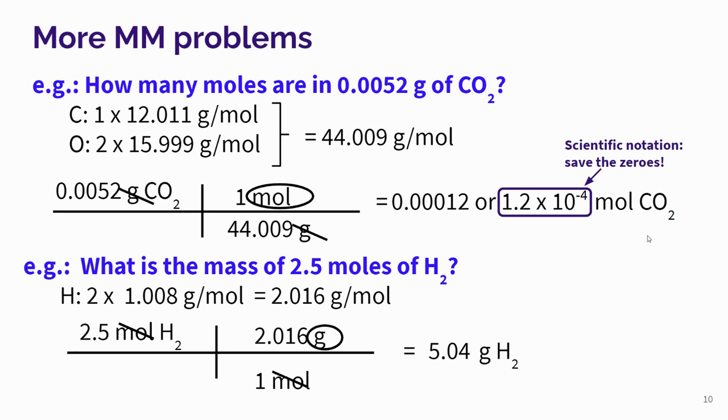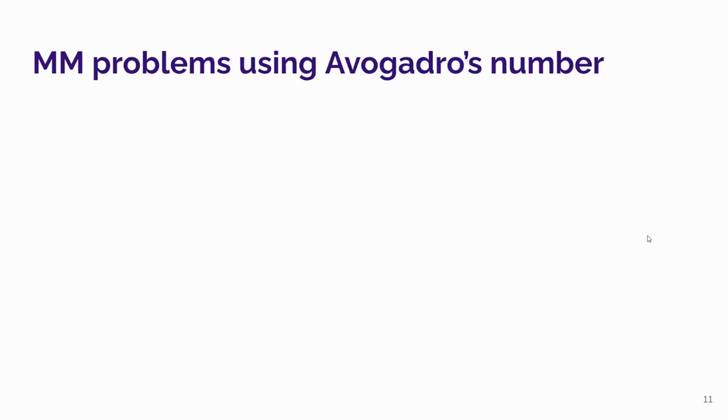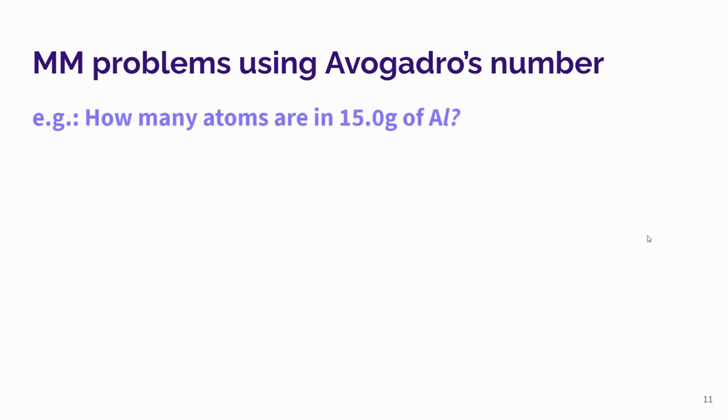One more slide here. Now let's do some problems where we're actually using Avogadro's number. You'll recall that that's the number of atoms or molecules in 1 mole of a substance. And so for our intents and purposes, anytime you see a problem utilizing atoms or molecules or formula units, that's when we will be using Avogadro's number.